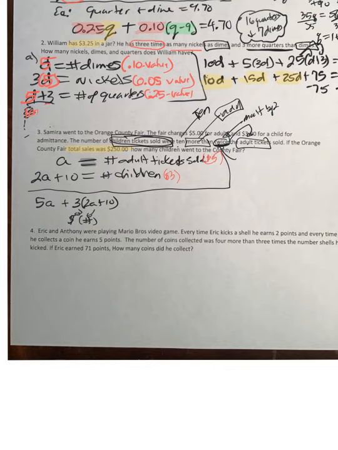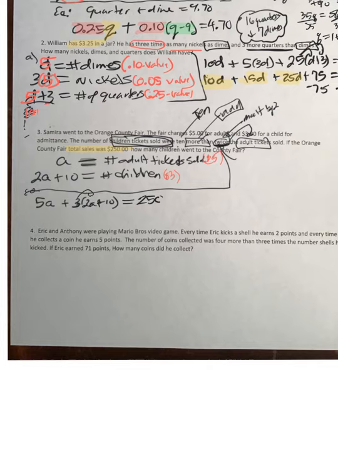So that's 3 and 2A plus 10 equals $250. Since I don't have to put the 0.00, I can just put 250. That's the same thing. And then we can solve that equation. So that's our equation.